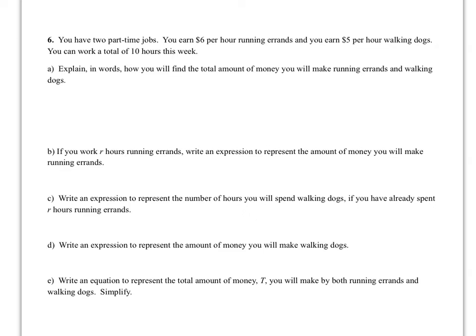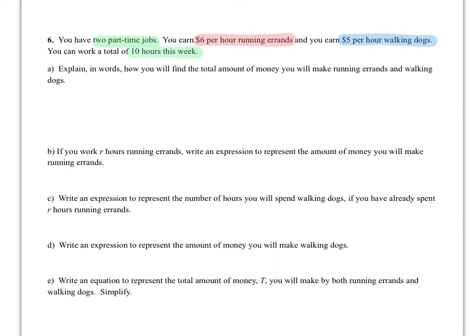So it tells us that we have 2 part-time jobs, and one of those jobs is running errands, and we make $6 per hour running errands, and we also walk dogs, and we make $5 per hour walking dogs, and we can work a total of 10 hours this week.